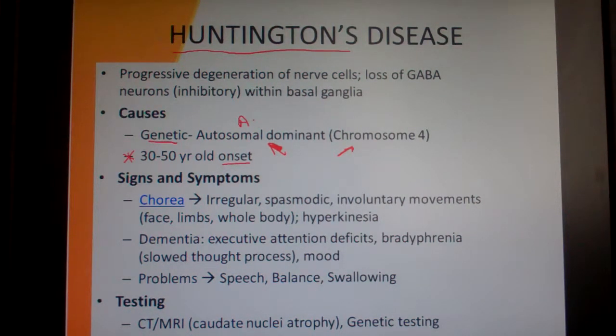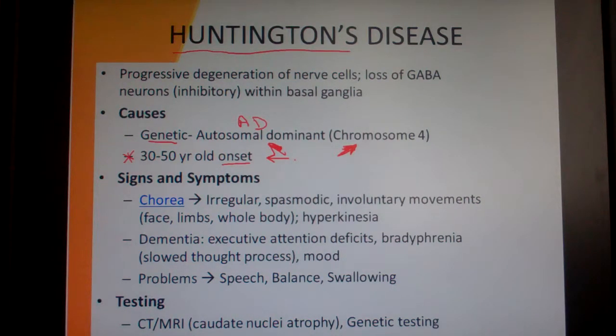So it's autosomal dominant, which means that it will be expressed. You don't have to have two of them, and it's on chromosome 4. So those are the genetic aspects of it. But Huntington's disease patients are born with it, and it doesn't kick in until they're 30 to 50 years old.